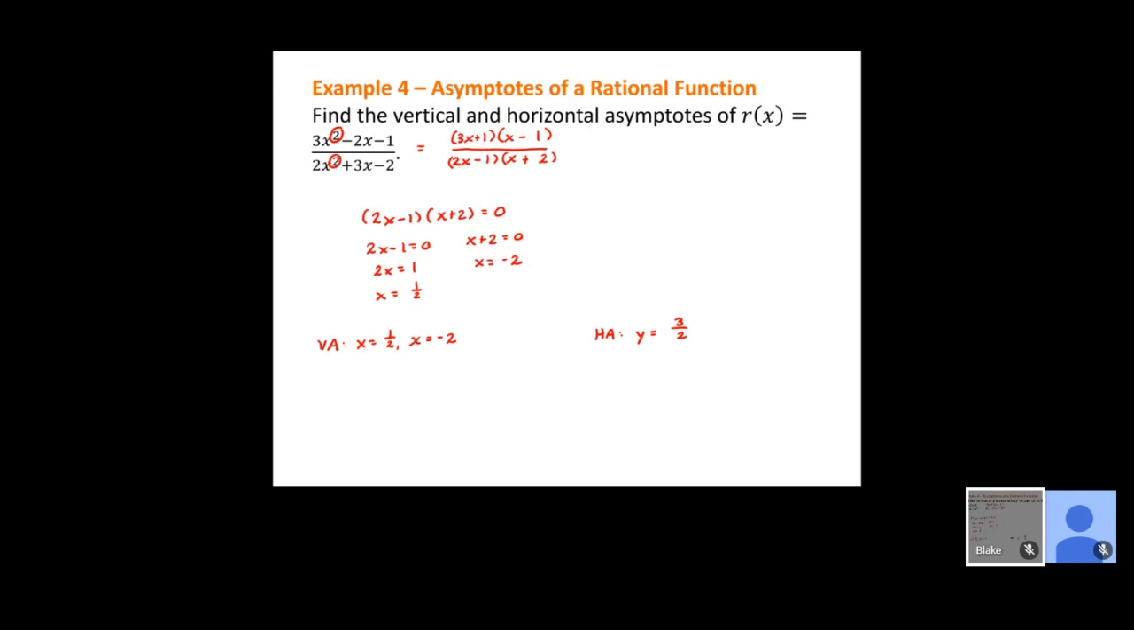So again, just to recap, always factor first if possible. See if you have any factors that cancel out. Then we're going to set the denominator equal to 0 to find our vertical asymptotes. Then we're going to use those 3 rules to decide where the horizontal asymptote is going to be. In this case, because the degrees are the same in the numerator and denominator, we're going to divide those leading coefficients. That's how we get y equals 3/2.